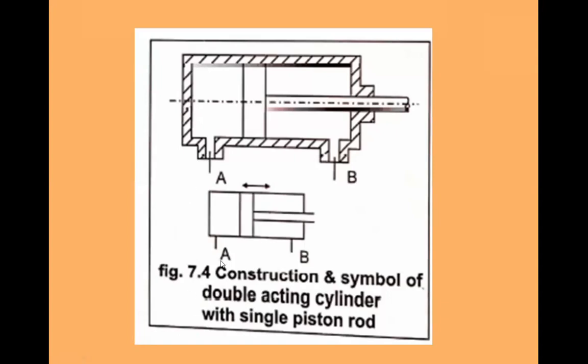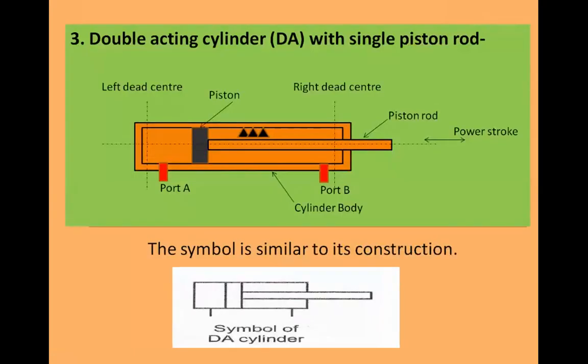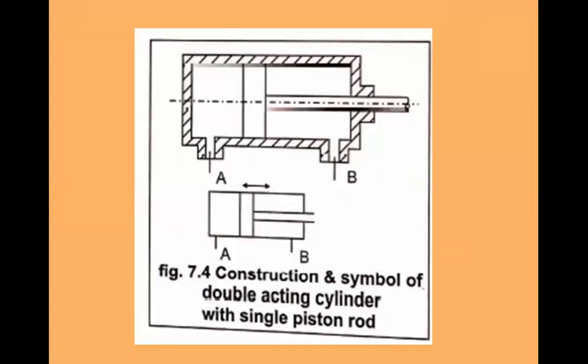So this is the construction diagram of a double acting cylinder with a single piston rod. With a single piston rod, you can draw this diagram, no problem. Whether understood or not? Here the force will be exerted on both sides of the piston area. Due to that only it is called a double acting cylinder.